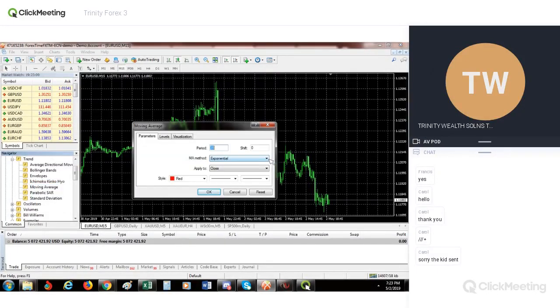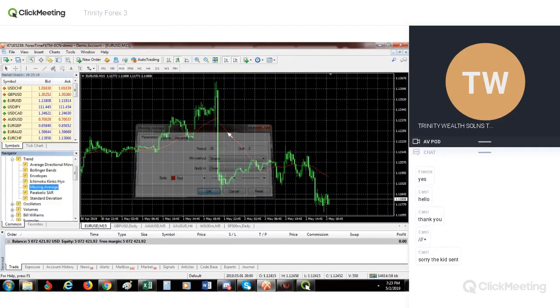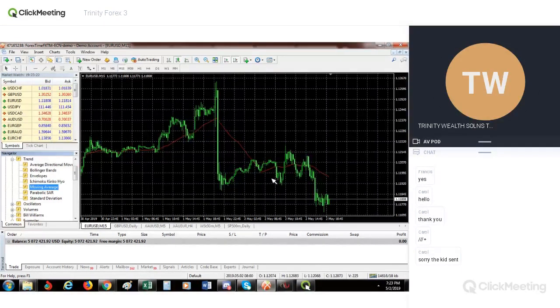And this exponential, we want simple moving average, all right? So we say simple moving average, apply to close, meaning they're using the closing prices. Then you say okay, all right? And it just falls into our chart.